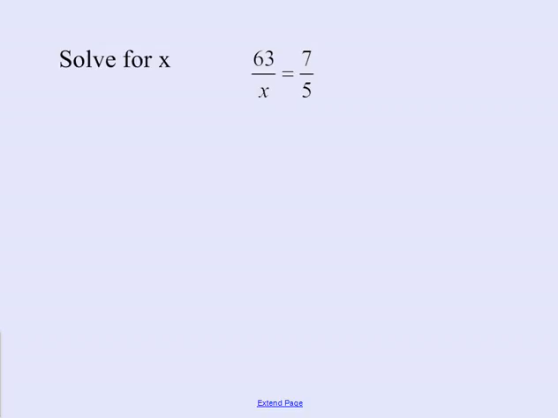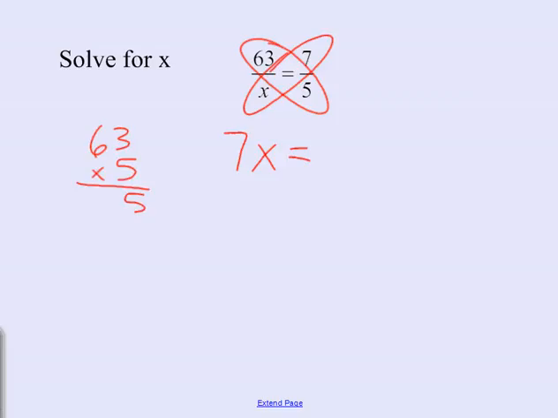Now let's solve this proportion for x. Of course, x is the variable, it's our unknown, and we need to solve for it. From the previous slide, we know that we solve by cross multiplying. So let's cross multiply. X times 7 is 7x. And 63 times 5, well, 63 times 5, 15, carry the 1, 315.